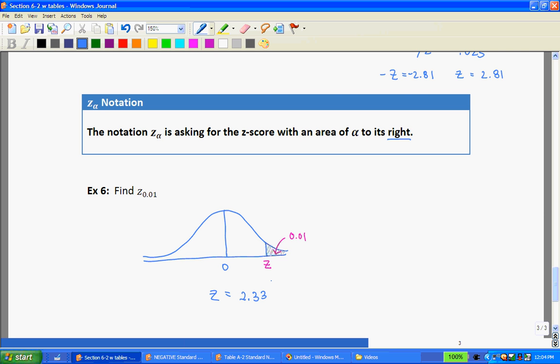So that's all the z sub alpha notation is asking for. Just know that it's specifically asking for an area to its right. If we want to look for an area to the left, then we have to explicitly state it, as we did in the previous examples.